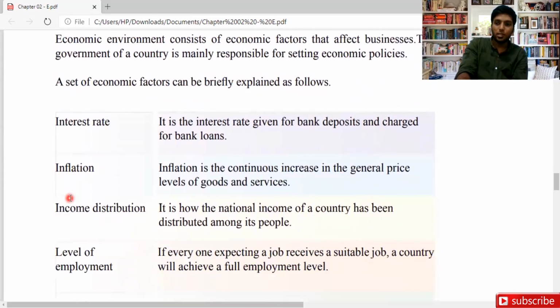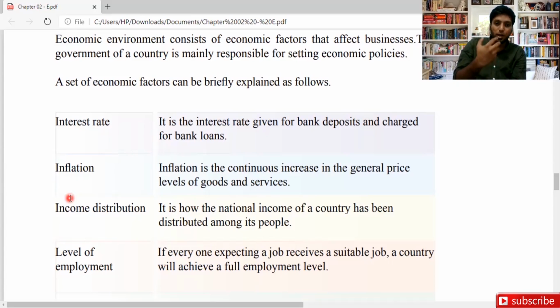Inflation is the continuous increase in the general price levels of goods and services. So what is inflation? Your parents would say, I purchased a coconut 10 years back for maybe 6 rupees, but today the coconut is around 100 to 120 rupees. The price has gone from 6 rupees to 120 rupees. The general price level is always increasing day by day.